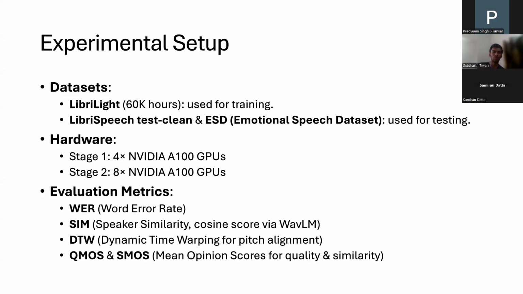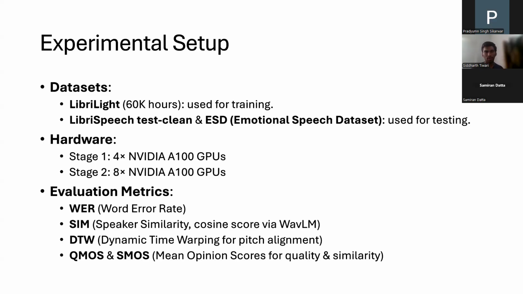Now we will discuss the evaluation metrics. We can classify these into two subcategories: objective metrics and subjective metrics. First, we will discuss the objective metrics. They consist of three parts: word error rate, speaker similarity using the WavLM speaker verification model, and dynamic time warping for pitch prosody accuracy.